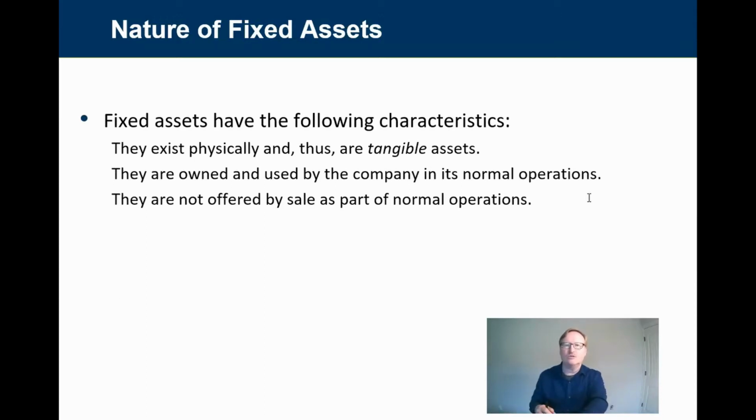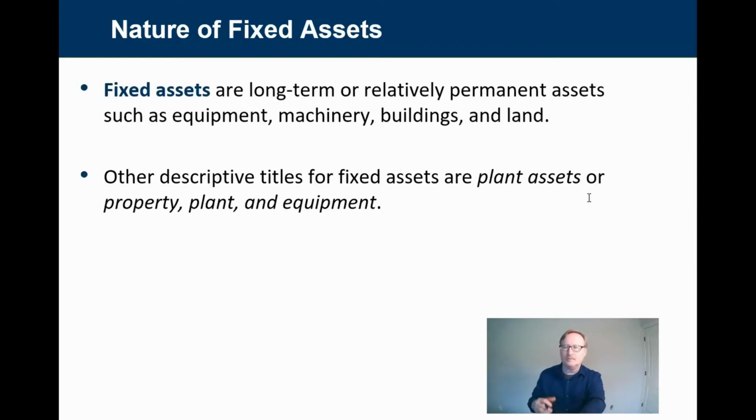And they're not used normally for sale. So in other words, it's not like an inventory item where I'm going to buy a truck and then turn around and sell it. I'm using that vehicle for the purposes of running the business. So they're long-term, they're permanent: machinery, equipment, buildings, land. Another descriptive title that you might see out there is property, plant, and equipment.